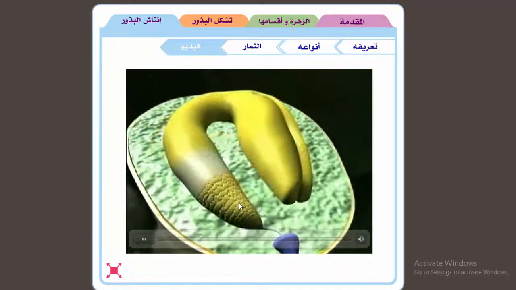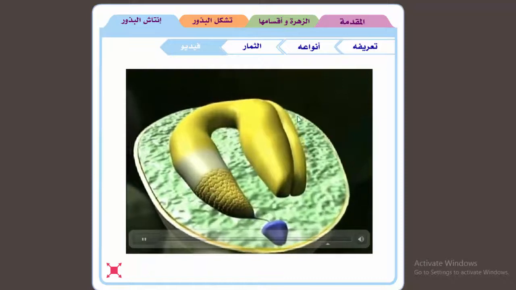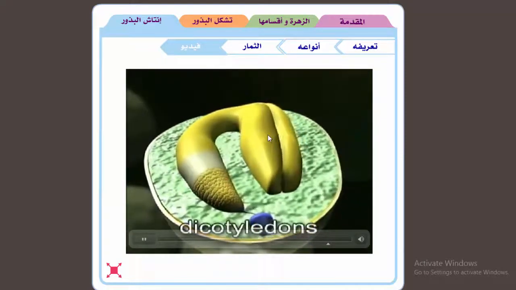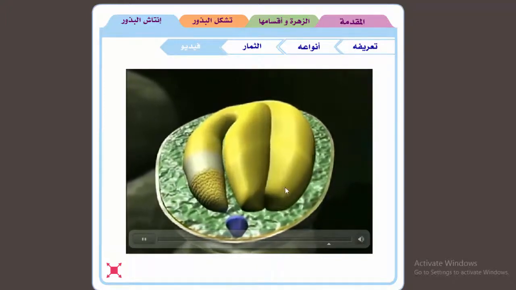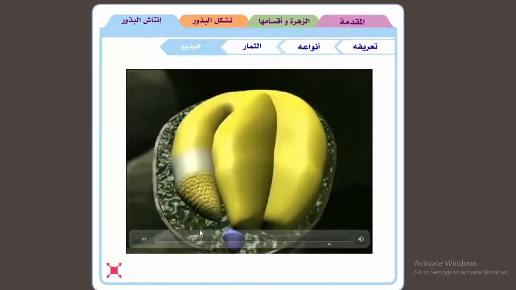However, a different sequence of events takes place in the ovules of most dicotyledons. In these ovules, the growing seed leaves accumulate nutrients and absorb all of the endosperm.